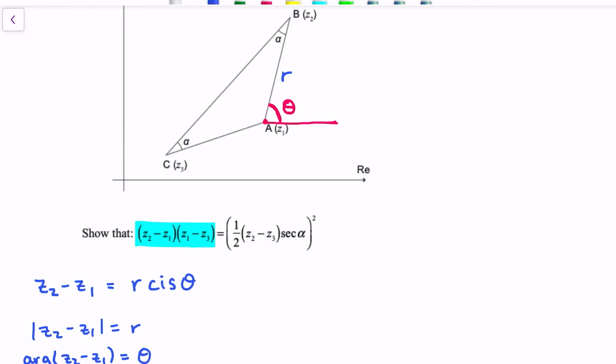Likewise, we can do the same thing for z1 minus z3, which is the second part of the left-hand side. The modulus of z1 minus z3 is this distance here, which is the distance between z1 and z3. Because it's an isosceles triangle, it's also equal to r. And for the argument, we start at z3 and we say, what angle do we need to move to get to z1? So that there, I'm going to call that beta.